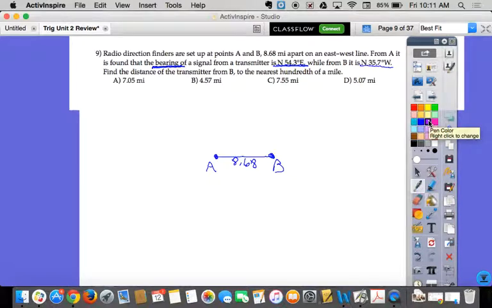Okay. From A, it is found that the bearing of a signal, so we need our little coordinate things, of a transmitter is 54.3 degrees east of north. So, coming from north, right in here, that is 54.3 degrees. And then coming from B, it says that this little angle right in there is going to be 35.7 degrees. We are having to head west, so that's the reason it's on the other side. You got to go in the westwardly direction.